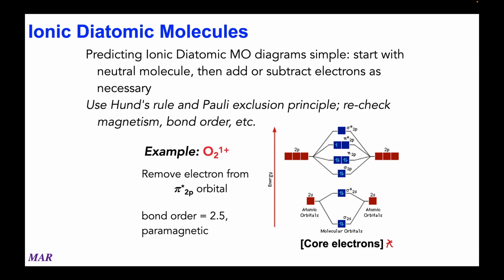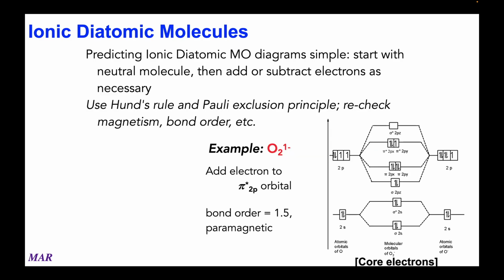But lo and behold, you still have an unpaired electron. So O2 plus 1 would be paramagnetic. It still has an unpaired electron. Your bond order goes to 2.5, if you figure it out, which is kind of cool too. So you can do the ions using molecular orbital theory very, very readily. Once you have the neutral atom or molecule, then you can just add or subtract as necessary.